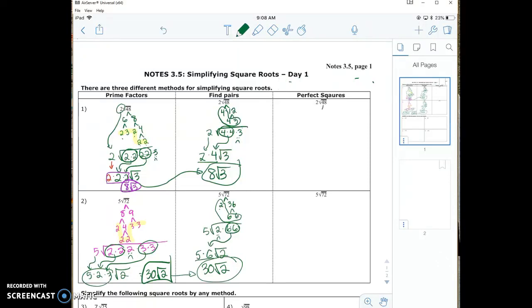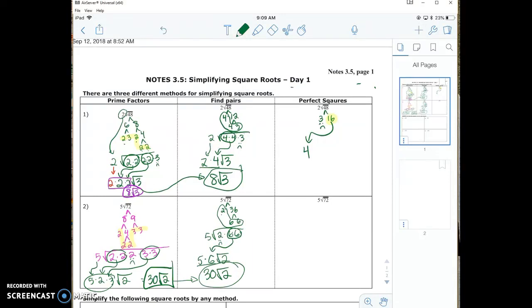So, I might know that 48 is 3 times 16. I know that 16 is a perfect square, and the square root of 16 is 4. 3 is not a perfect square, and it cannot be broken up anymore. It's prime. So I leave it in the radical.